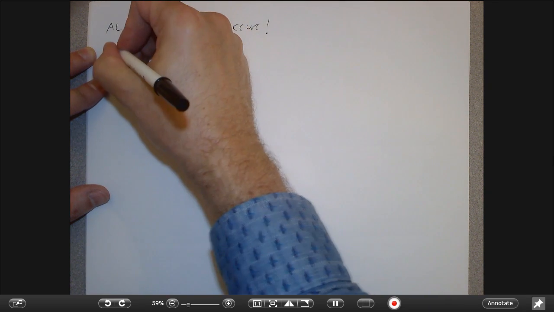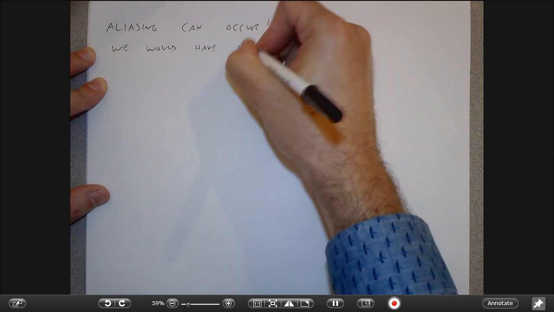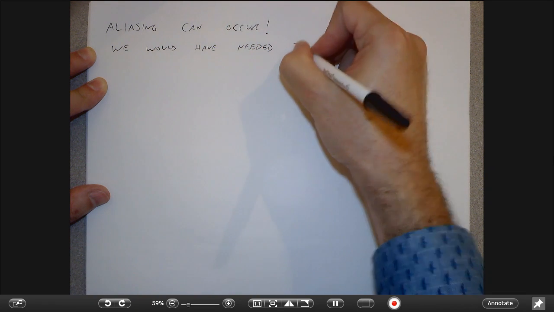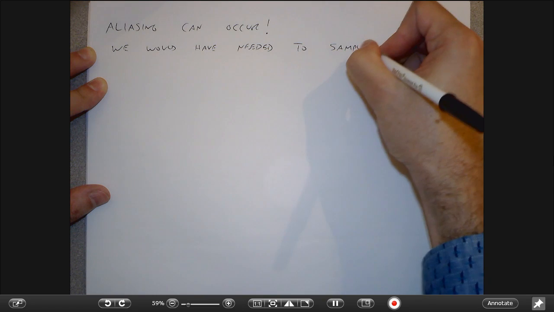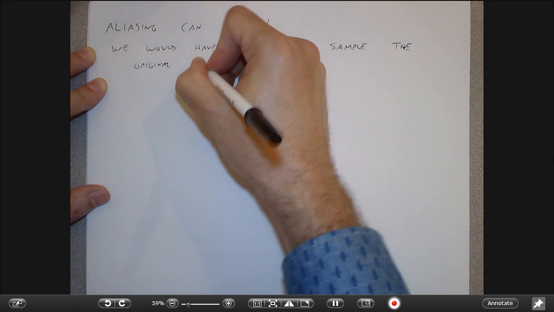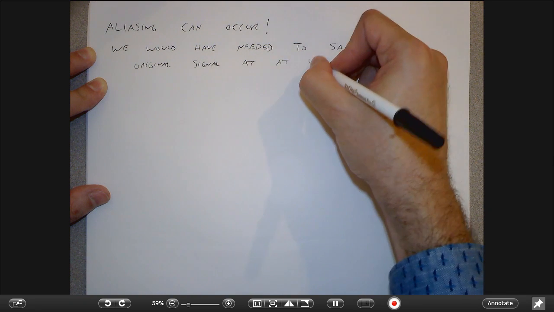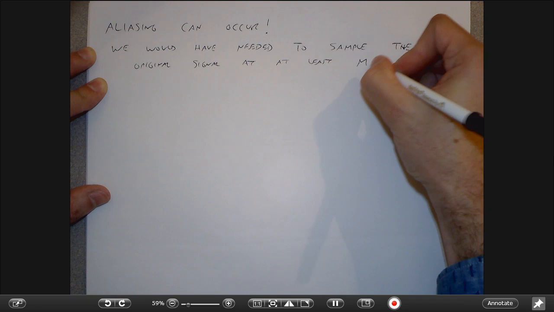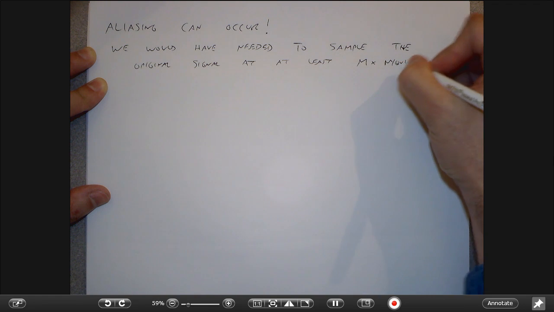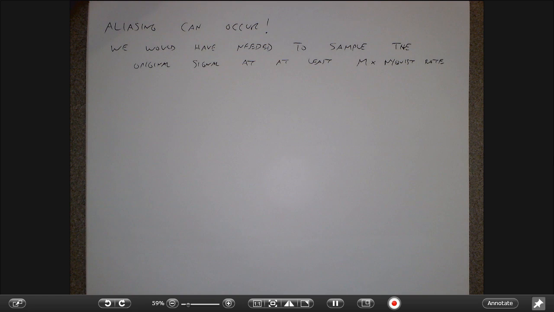And we would have needed to sample the original signal at least m times the Nyquist rate, right? Because if I don't have room for those m copies to spread out, I'm certainly going to introduce aliasing in my downsampled signals, okay?